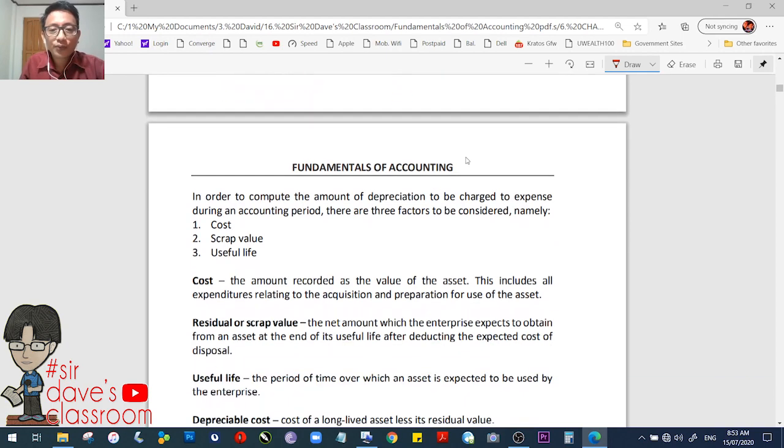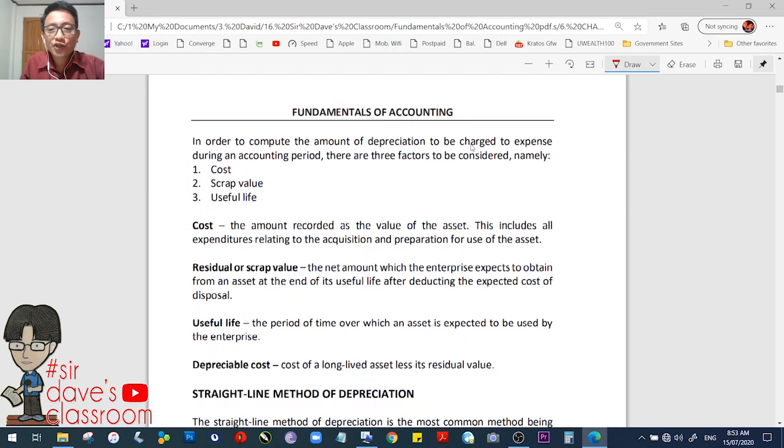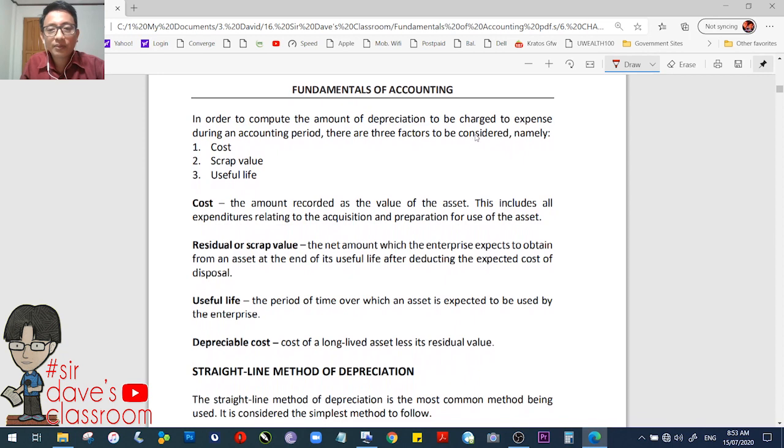In order to compute the amount of depreciation to be charged to expense during an accounting period, there are 3 factors to be considered. 1. Cost. 2. Scrap value. 3. Useful life. Cost. The amount recorded as the value of the asset. Usually, if the asset is purchased, the cost involves the purchase price and all other amounts incurred necessary in bringing the asset to its intended use.